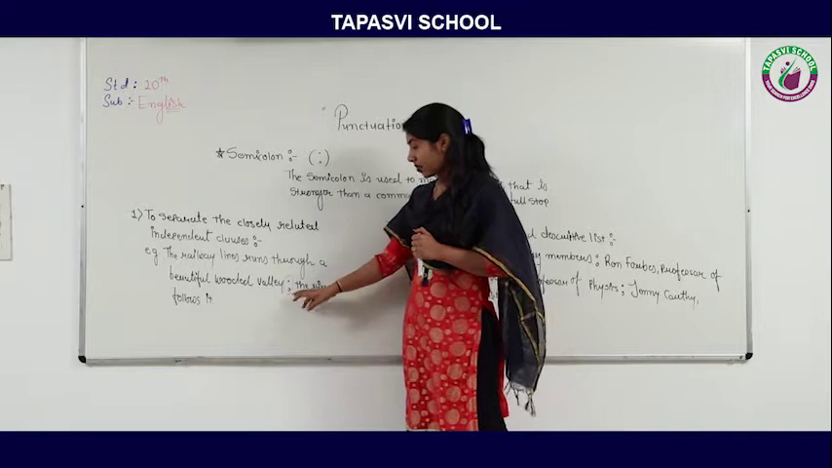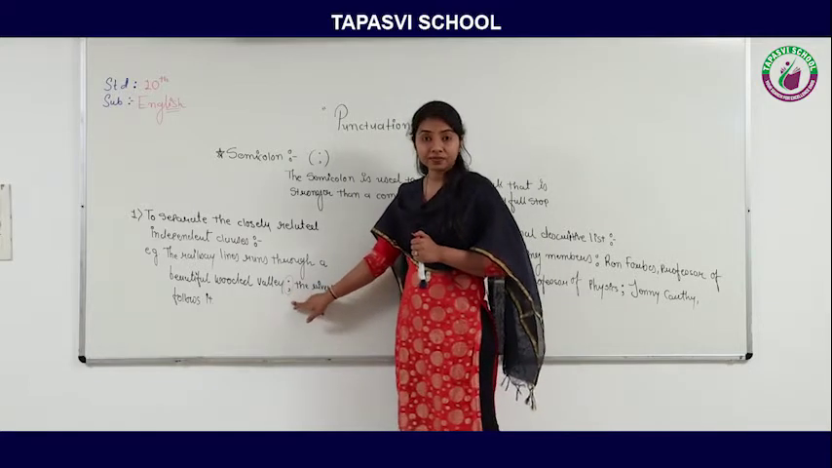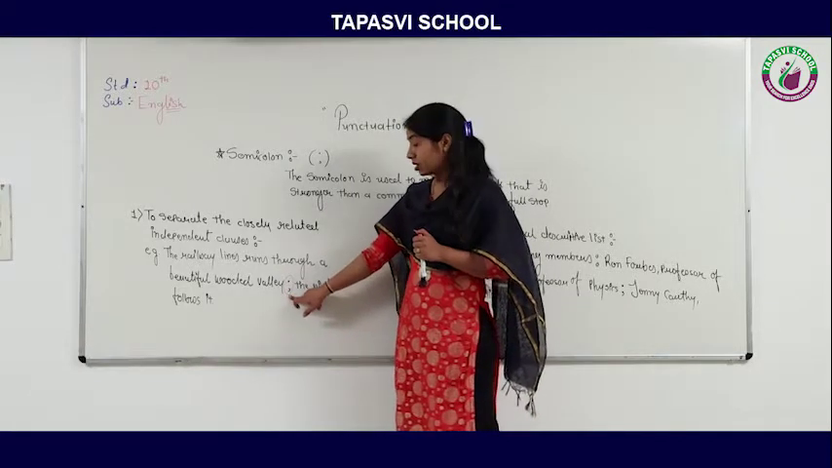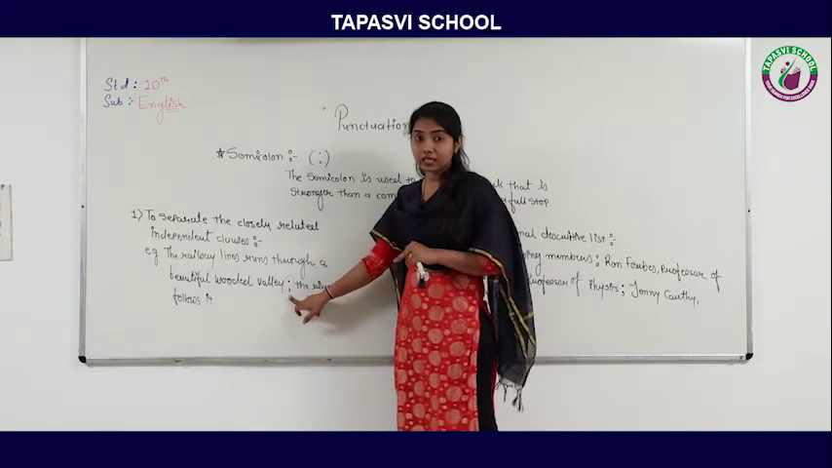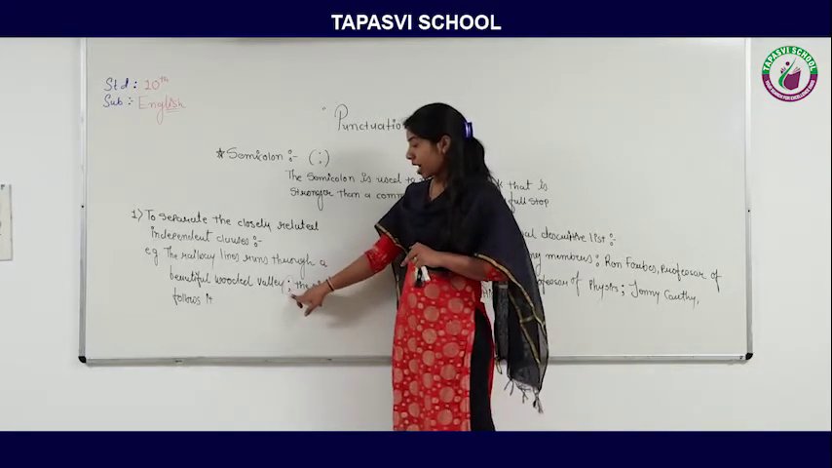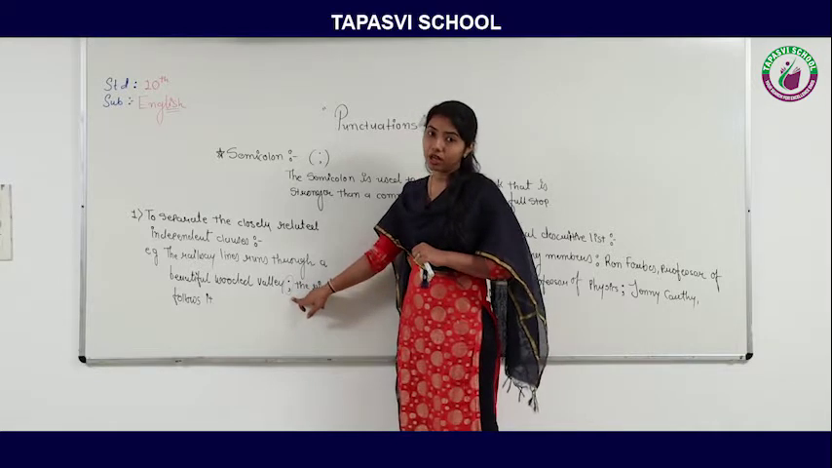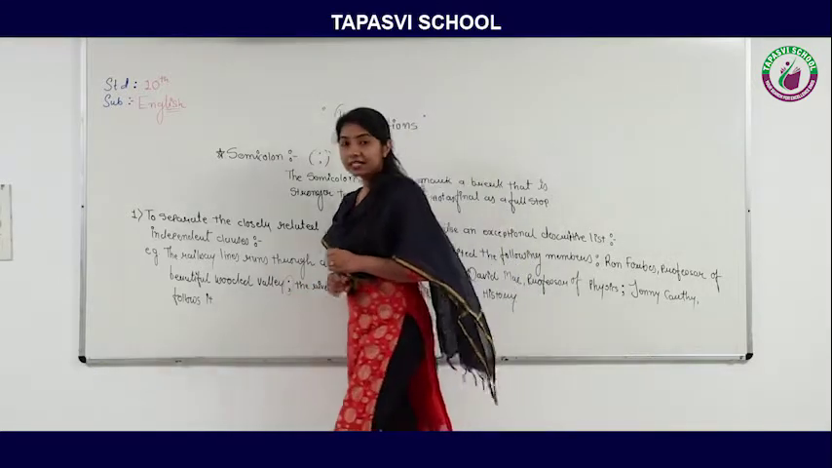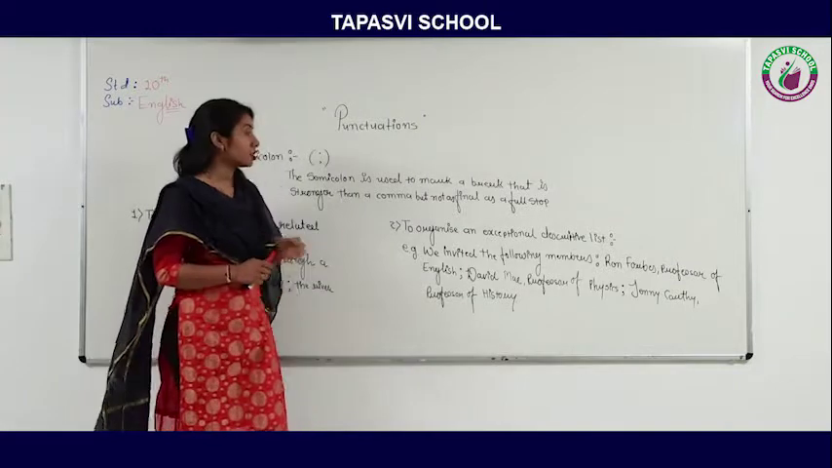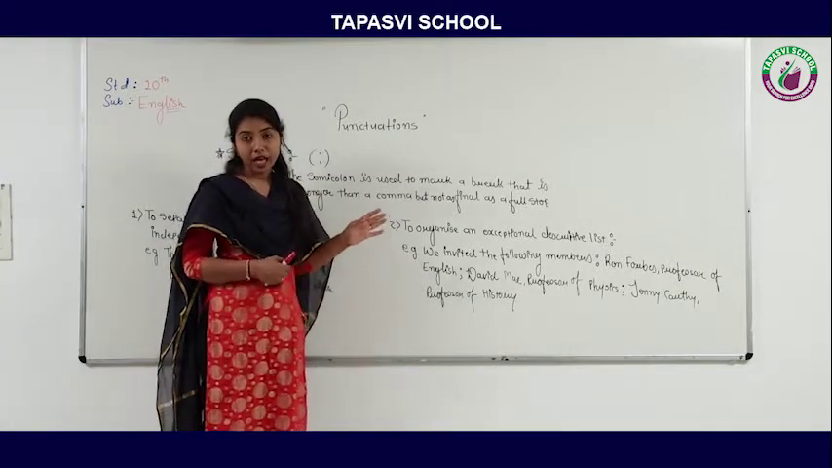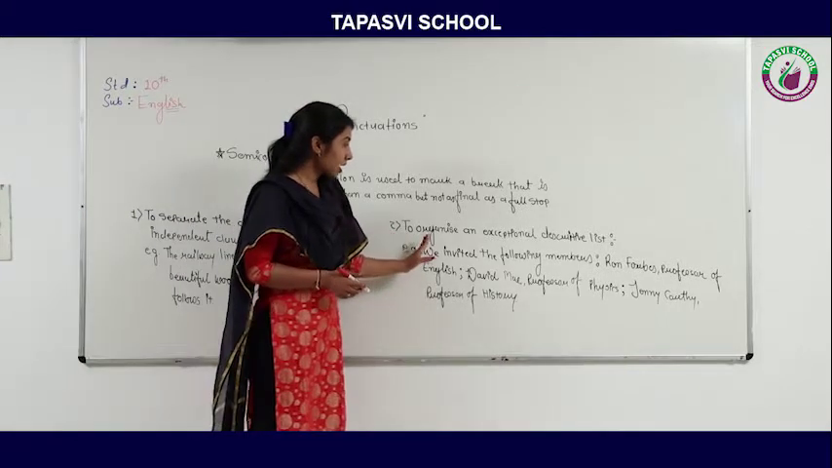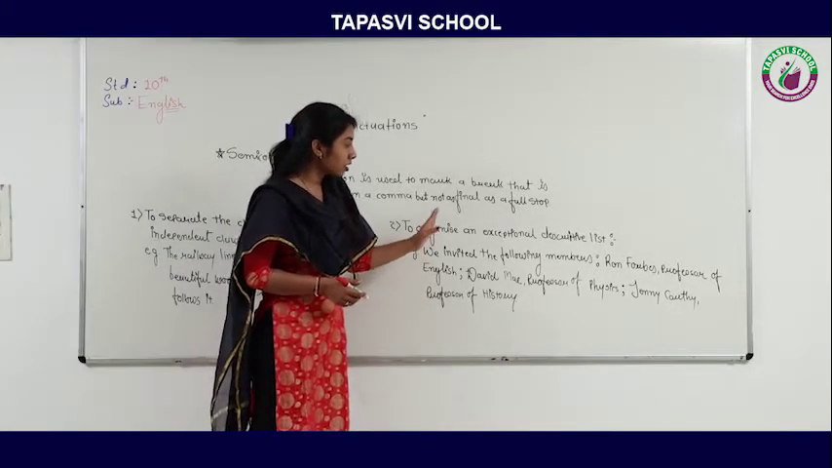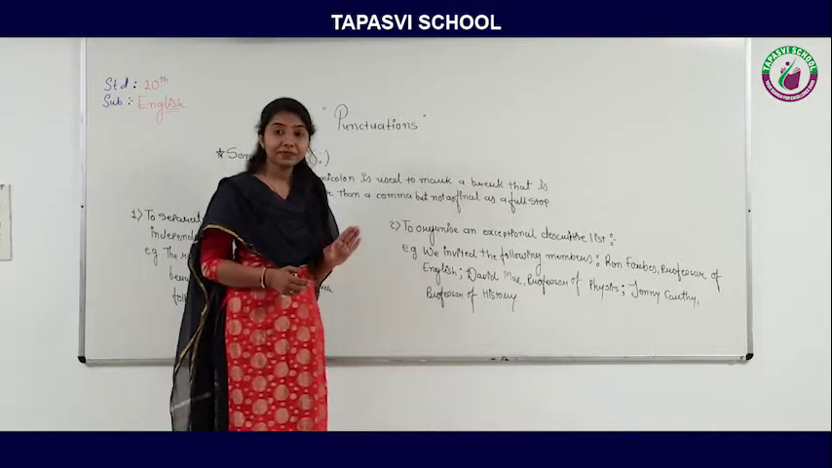So the railway line runs through a beautiful wooded valley. After that we have to put a pause, not a full stop, right? Here the sentence is not getting completed. I want to add something to it. That's why I have kept a semicolon here. Now let's go for the second usage of semicolon, and that second usage is to organize an exceptional descriptive list.